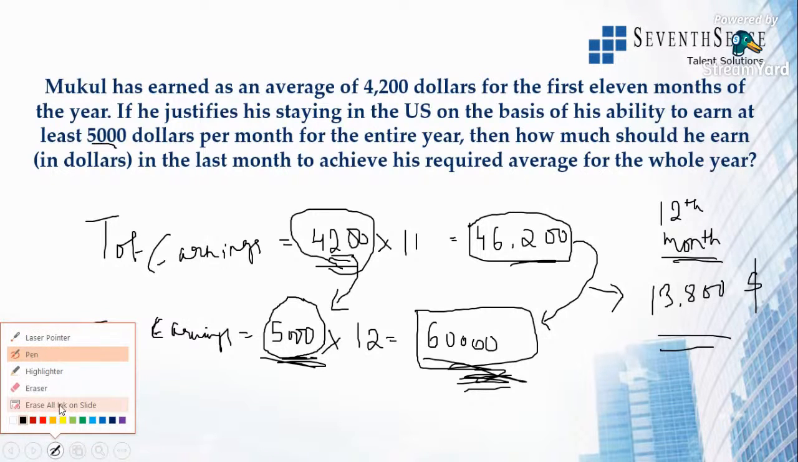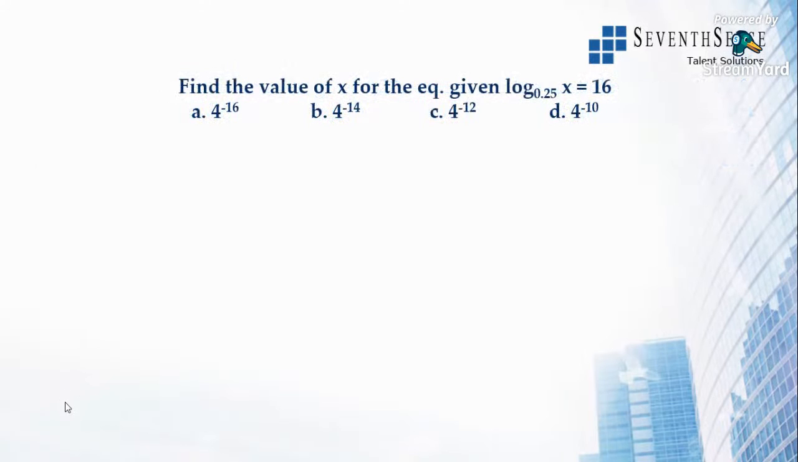This is a very easy question, guys, so don't worry about it. Next we have logarithms. I think logarithms is very easy for you. Find out the answer. Log x to the base 0.25 is equal to 16. Logarithms, this is very easy. Try to solve this.